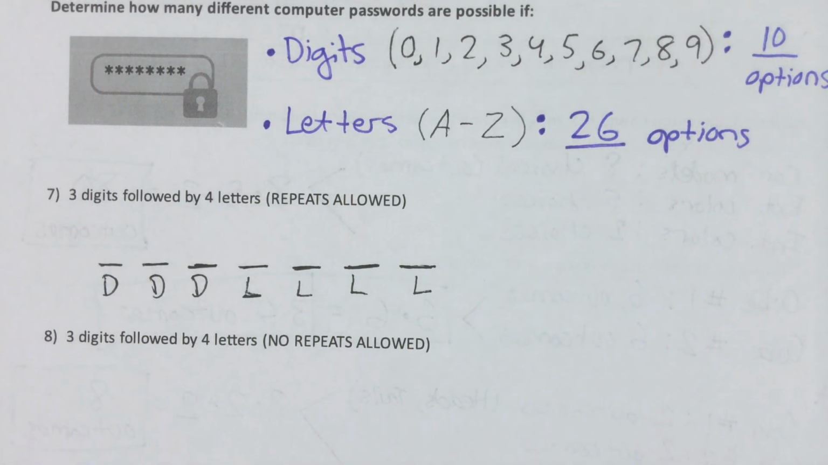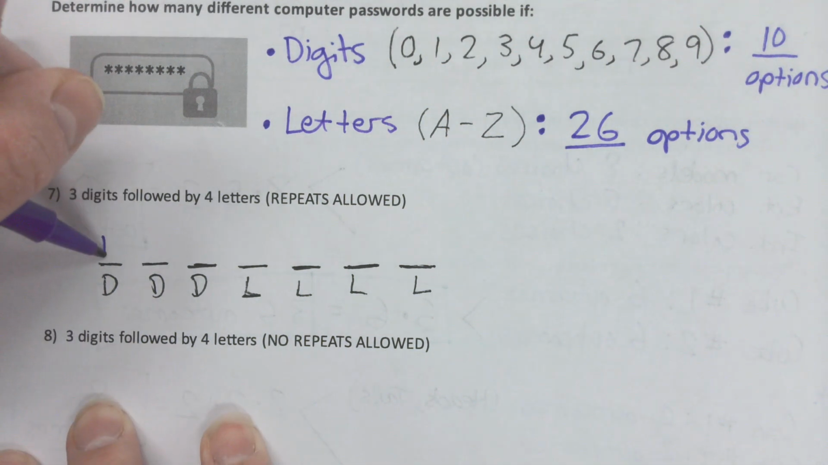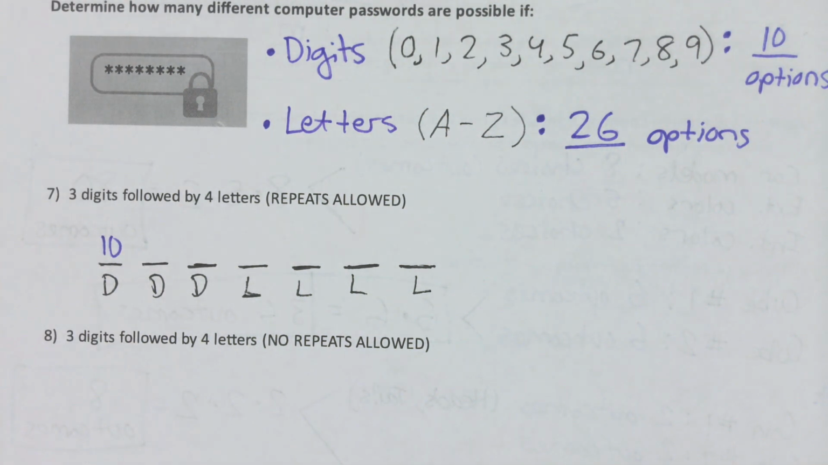Now this criteria is important. Repeats are allowed, so I can reuse the same number or the same digit as many times as I want. That's important. So when I pick out my first digit, I have 10 options to choose from. So I could put 10 different things in this blank. Again, we're trying to figure out how many possible passwords I can make. So we need to think about all options.